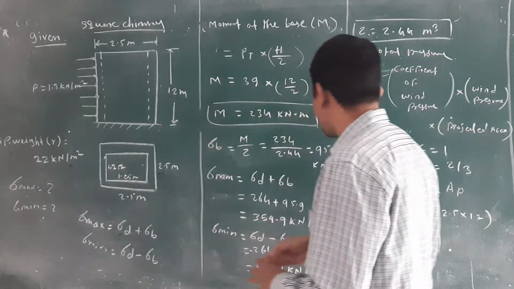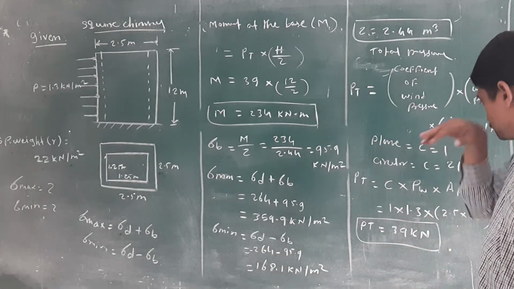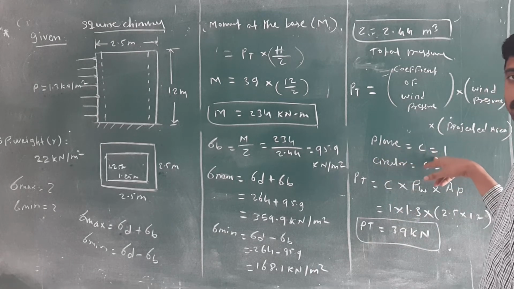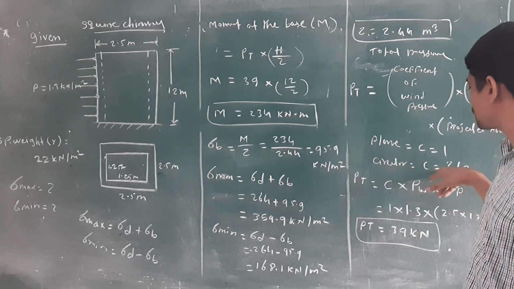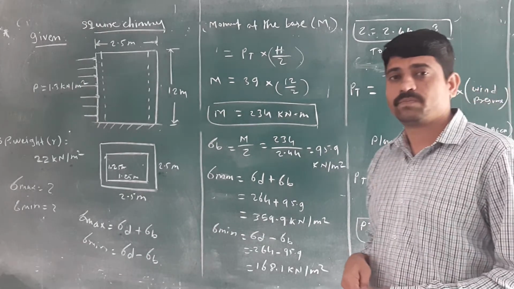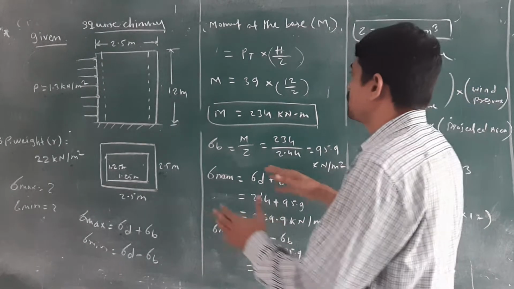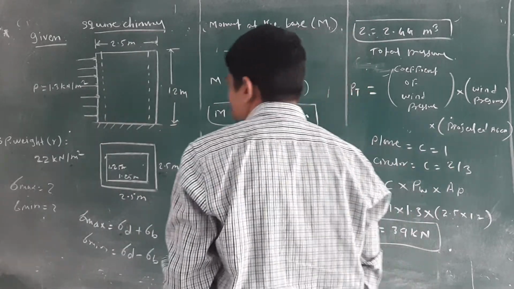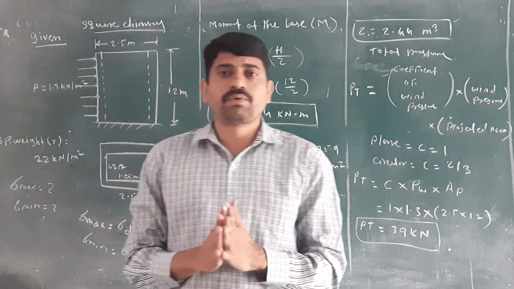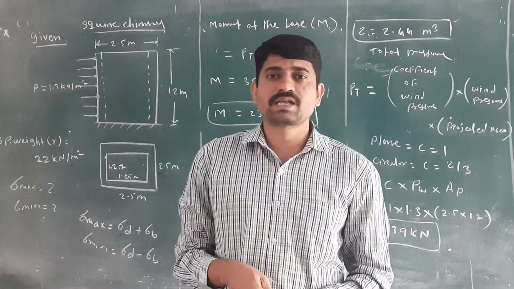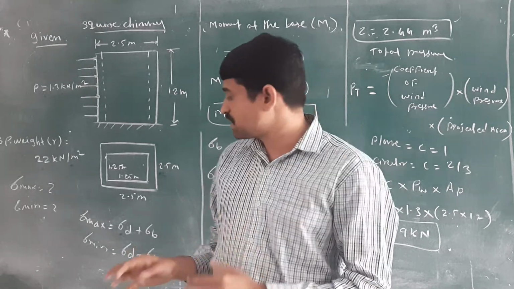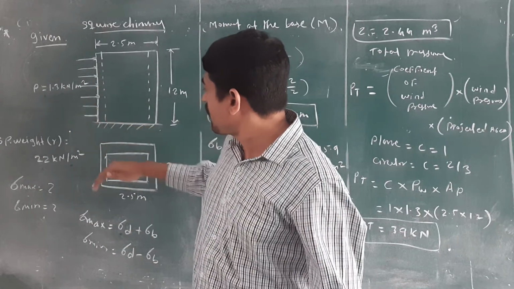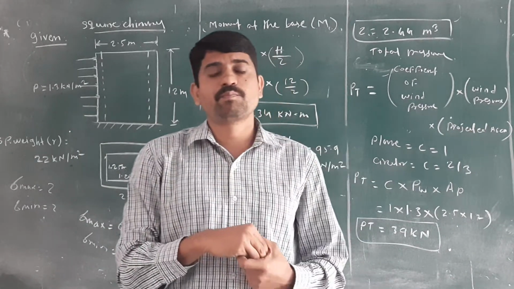Also you know how to take the coefficient of wind pressure. For the plane section you have to take C equal to 1, and for the circular section you have to take the two-third value. But here a rectangular section is given, that's why I have considered C equal to 1. You know how to calculate the value of bending stress and direct stress. These two values will give the maximum stress at the base of the chimney and minimum stress at the base of the chimney.